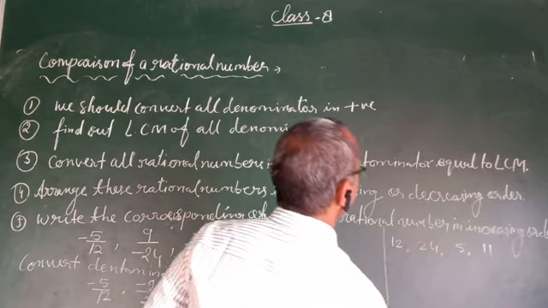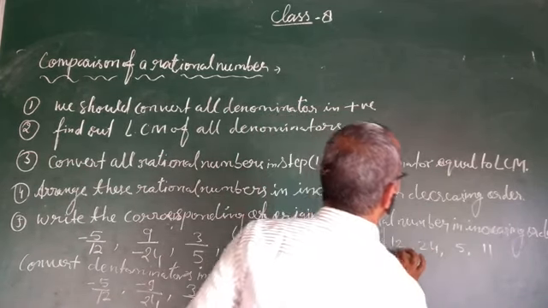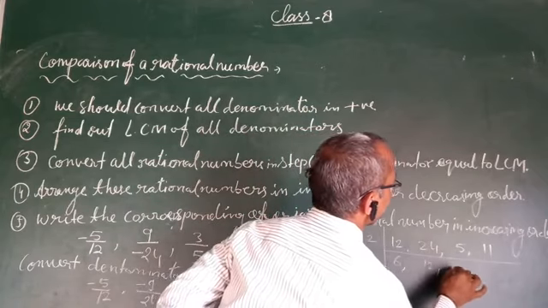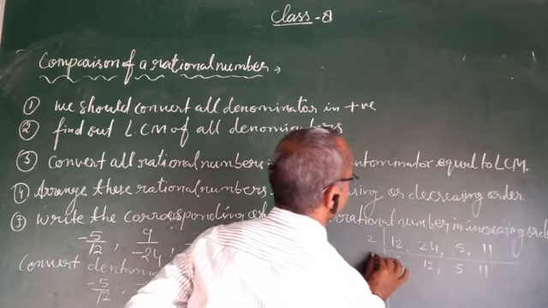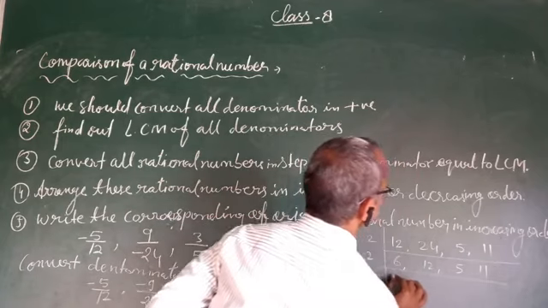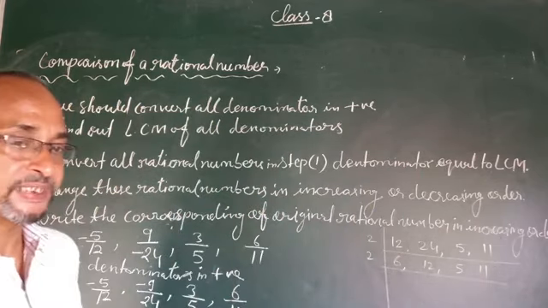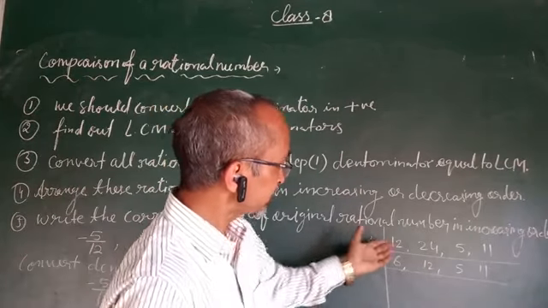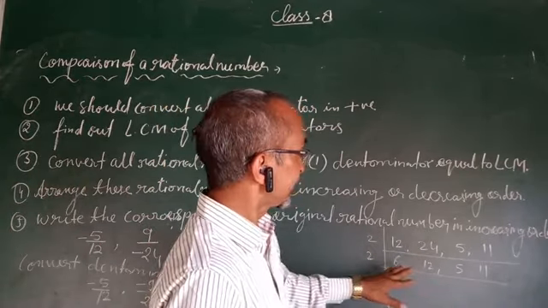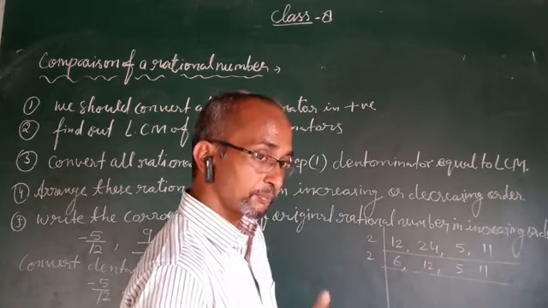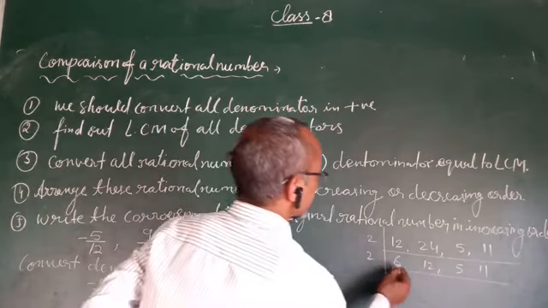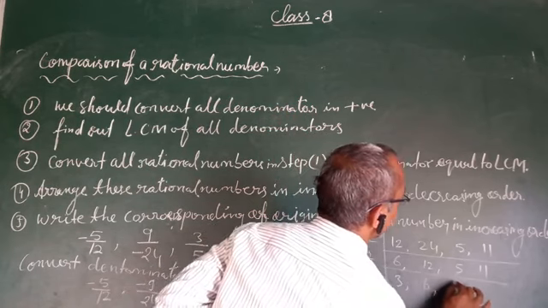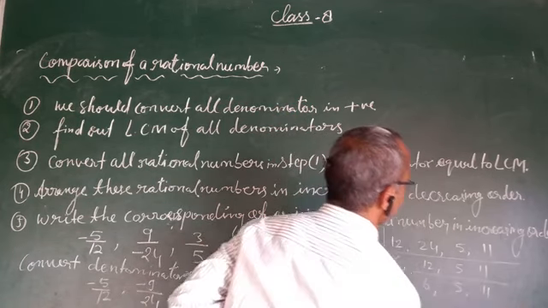So LCM: 2 6s are 12, 2 12s are 12, 2 5s are, 2 11s are. Again 2. Always you should start LCM with small numbers. You can find it easily by multiplying by 6, but we should try from small steps. So 2 3s are 6, 2 6s are 12, 2 5s are, and 2 11s are.